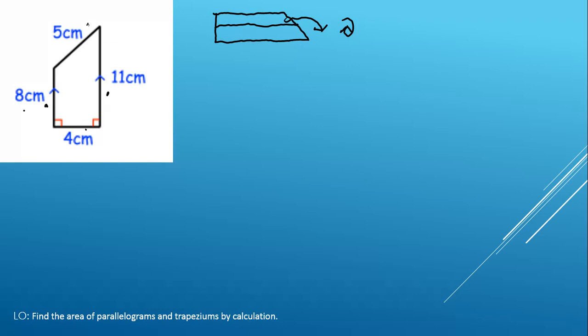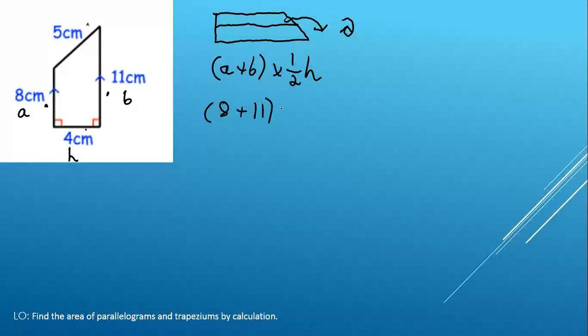So that proves that the formula still works. So in this case, A would be here, B would be here, and the height, instead of being in the middle here, we can see that it's down the outside because that is a right angle here. So that proves our perpendicular height and width, because our perpendicular height is now 4. So we can label that as H. So again, the formula for the area of a trapezium is A plus B times by half the height. So again, we've got our A, which is 8, plus B, which is 11, multiplied by half multiplied by our height, which is 4 again.